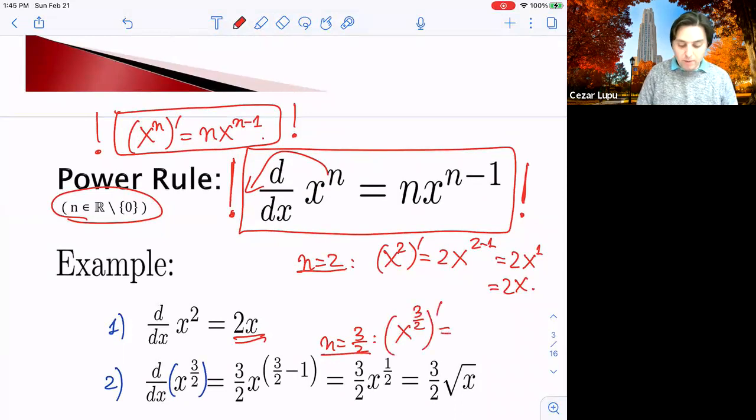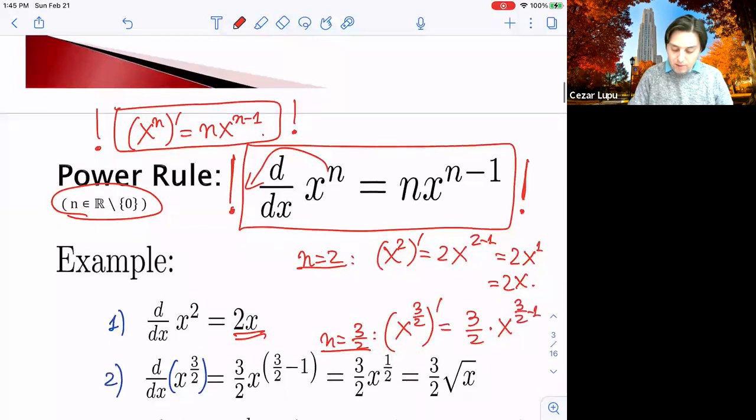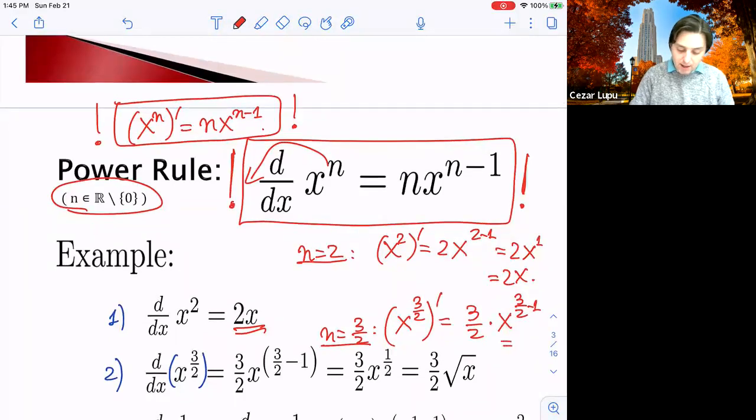Well, according to the rule, we're going to take 3 halves outside. So I'll take this in front of the function, and times x to the power 3 halves minus 1, which will give us exactly this guy here, right? It's exactly the same thing. So 3 halves minus 1 is 1 half. So it's 3 halves times x to the power 1 half, which is nothing else than just 3 halves times the square root of x.